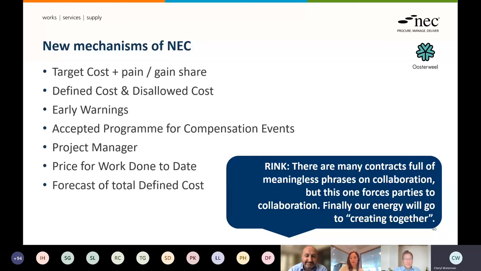And another quote from one of our contractors is that there are a lot of contracts already with meaningless phrases on collaboration, but this NEC contract really pushes us, it forces us as parties to collaborate. So finally, we can put our energy in creating together.